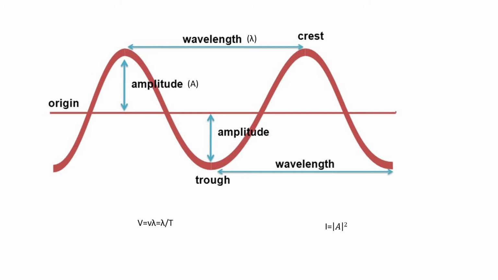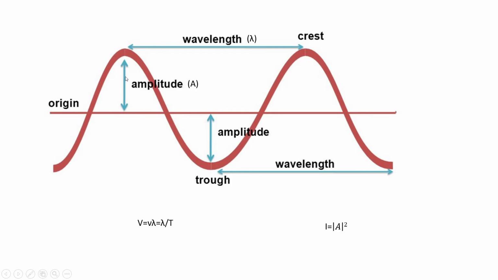Then we have a few characteristics of the wave. First is time period. It is the time taken by a complete cycle of the wave to pass a point. Then wavelength is the distance between corresponding points, such as two successive crests or two successive troughs. Then amplitude is the maximum displacement in the waveform.